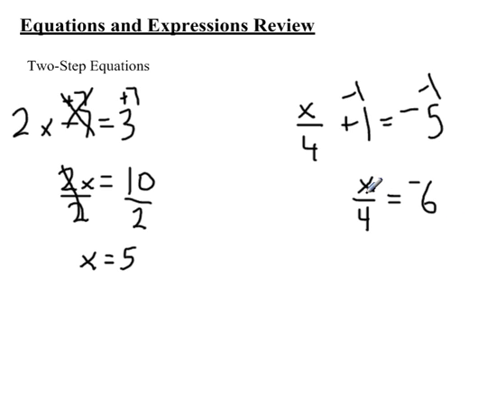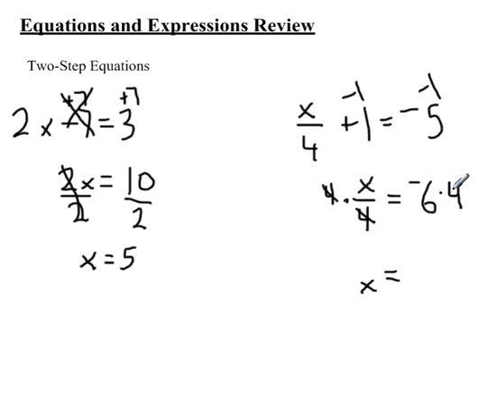Now, what is the opposite of x divided by 4? The opposite of divide by 4 is to multiply by 4. So that's what you do on both sides. 4x divided by 4 is x, so the 4's cancel.